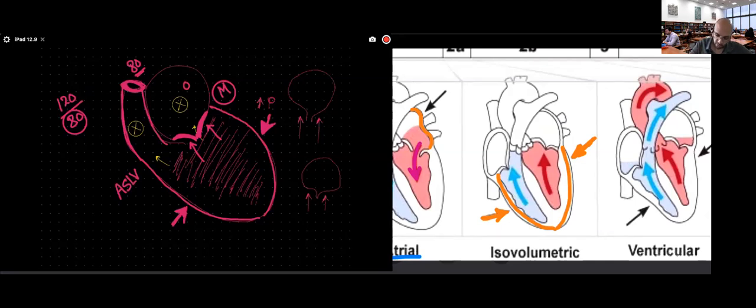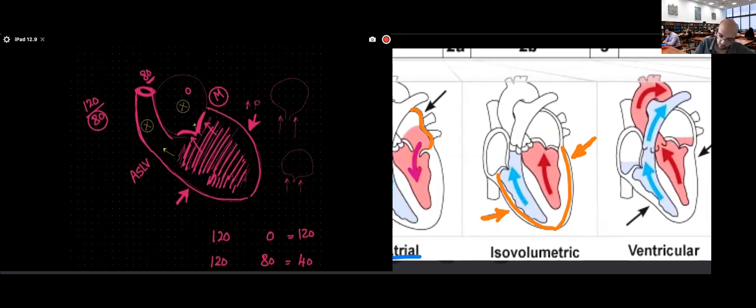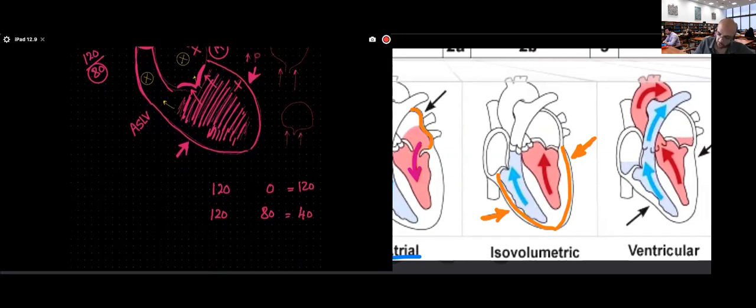So what's going to happen if the pressure in my ventricles as I contract goes up to 120 millimeter mercury? The pressure difference between 120 and 0 is 120, and the pressure difference between 120 and 80 is 40 millimeter mercury. So here, the pressure difference between the ventricle and the atrium is much greater than the difference between the pressure of the ventricle and the aorta.